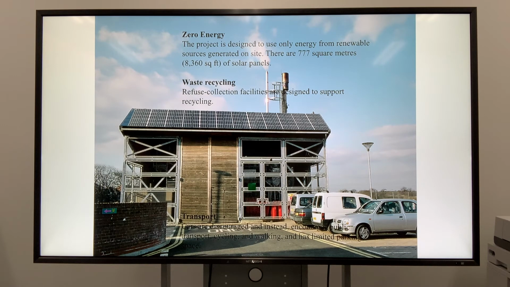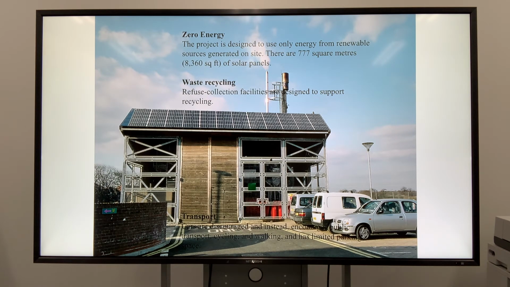In terms of the naming of this area, it already suggests that it is a zero energy community. So the project is designed to use only energy from renewable sources generated on site. There are 777 square meters of solar panels. Moreover, there is a waste recycling facility. You will find these refuse collection facilities to support the recycling. The image here is this waste recycling facility.